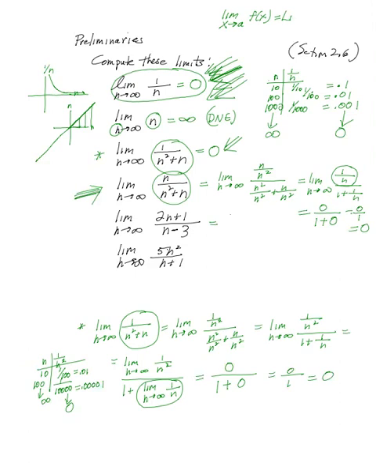Okay. Limit as n approaches infinity of 2n plus 1 over n minus 3. Highest power of n is n to the first. I'm going to divide top and bottom by n. I divided top and bottom by n. 2n over n is 2. 1 over n is 1 over n. N over n is 1. 3 over n is 3 over n. As n approaches infinity, 2 stays 2. But 1 over n is going to 0.